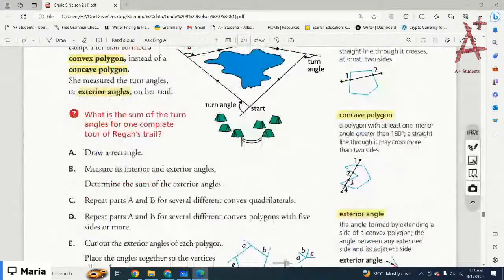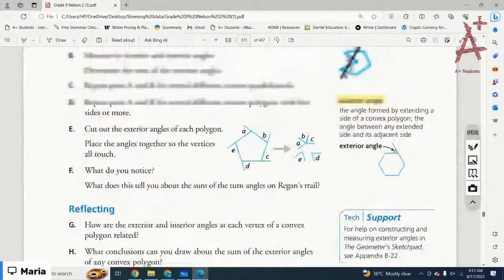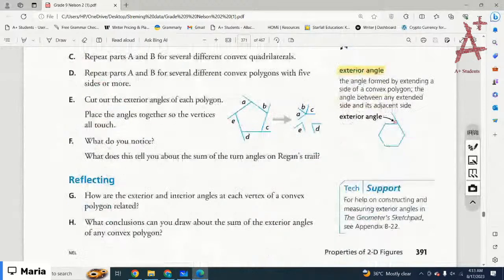Then you have exterior angle, the angle formed by extending a side of a convex polygon, the angle between any adjacent extended side and its adjacent side, right? The angle that is formed between the extended side and adjacent side is known as the exterior angle, right? Outside the polygon, it is formed by extending a side.